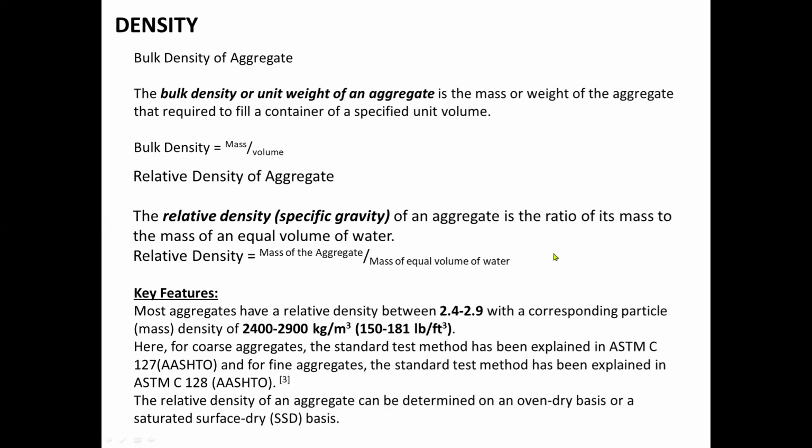Key features. Most aggregates have a relative density between 2.4 to 2.9 with a corresponding particle mass density of 2,400 to 2,900 kilograms per cubic meter, or in terms of pounds per cubic feet, 150 to 181 ang ranges natin. Here, for coarse aggregate, the standard test method has been explained in ASTM C127, and for fine aggregates, the standard test method has been explained in ASTM C128. And the relative density of an aggregate can be determined on an oven-dry basis or a saturated surface dry, o tinatawag nating SSD basis.